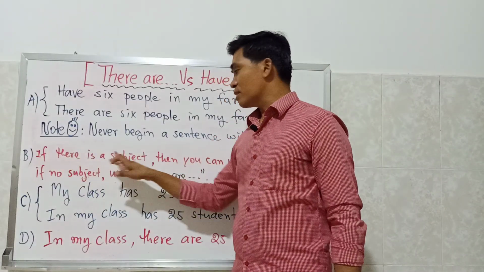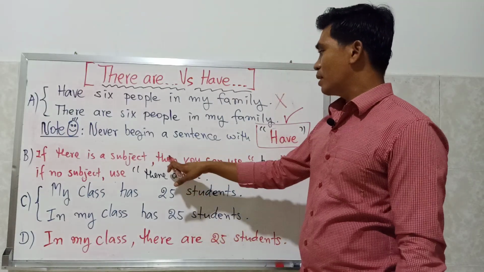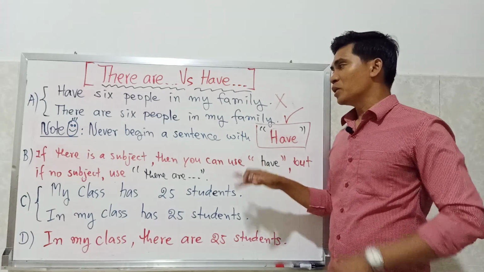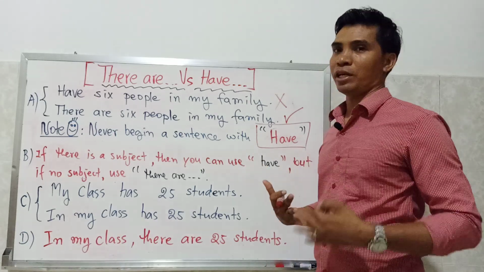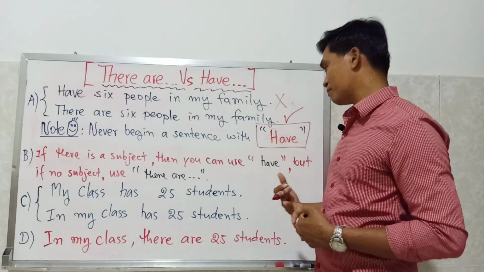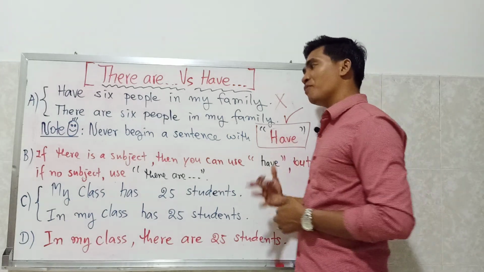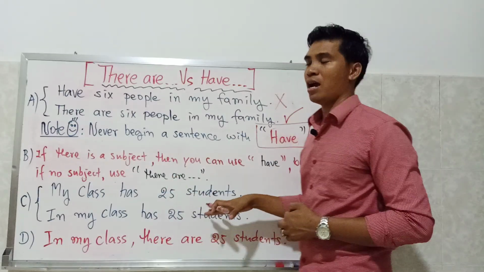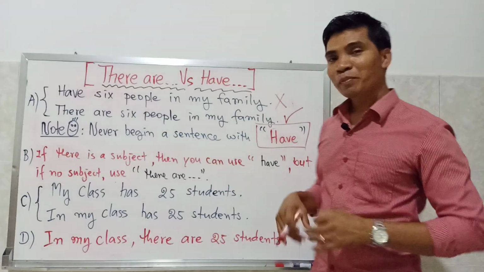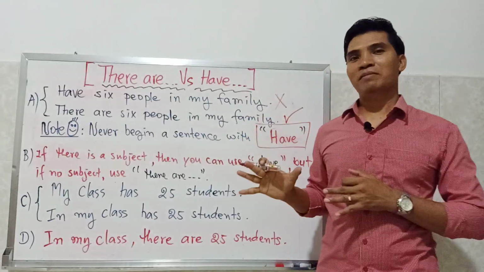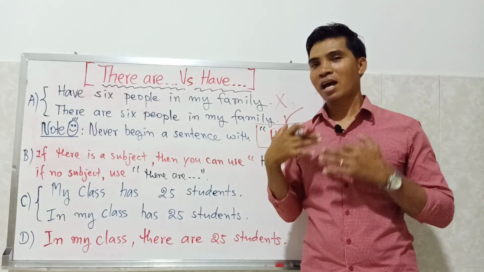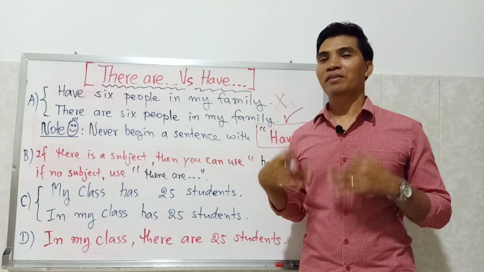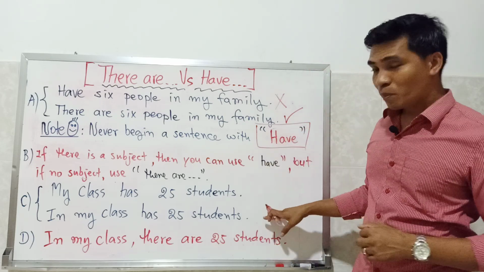B, if there is a subject, then you can use "have." So when there is a subject, we can use "have." But if there is no subject, use "there are." Again, if there is a subject, you can use "have." Without a subject, we use "there are." Okay, so please read C.